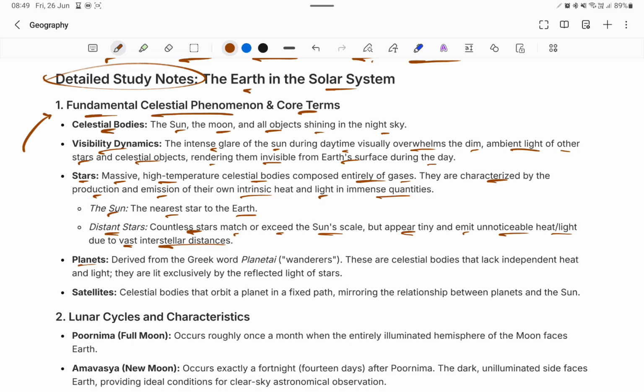Apart from stars, we have planets. Planet is derived from the Greek word planetai, meaning wanderers. These are celestial bodies that lack independent heat and light, and they are lit exclusively by the reflected light of stars. Apart from that, we have satellites: celestial bodies that orbit a planet in a fixed path, mirroring the relationship between a planet and the sun. That's called a satellite.